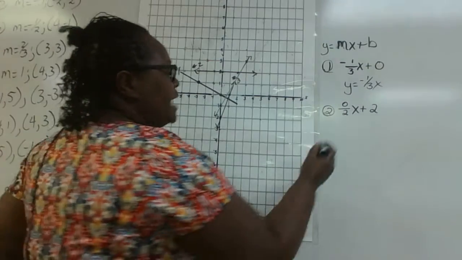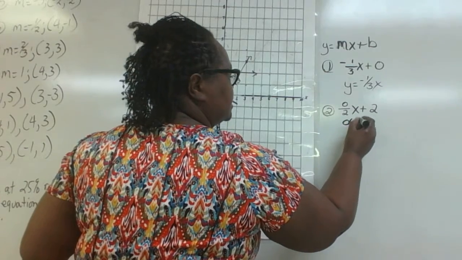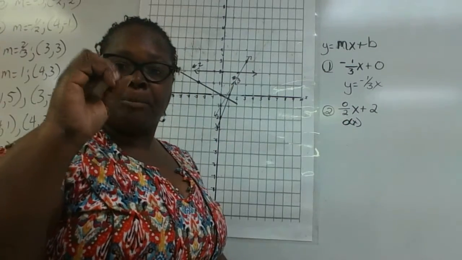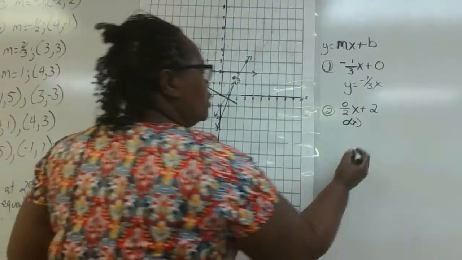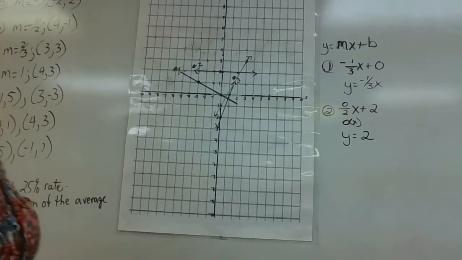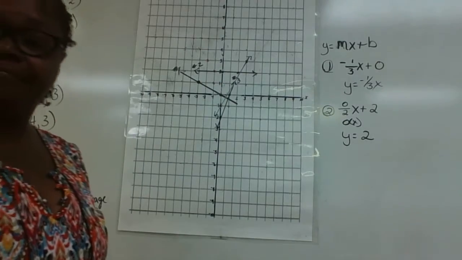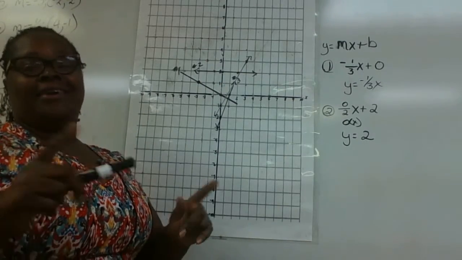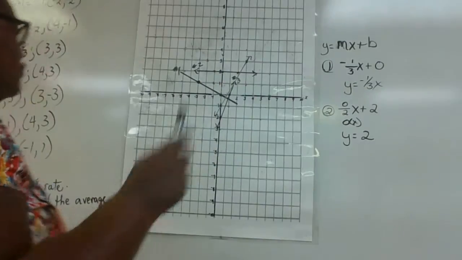And that 0 times x is going to give us what? 0. Therefore, we're left with 2. That would be the equation for that line. Yeah, you didn't know it was like that, huh? Let's move forward. Number 3.